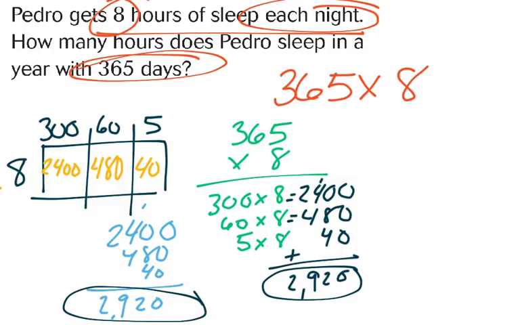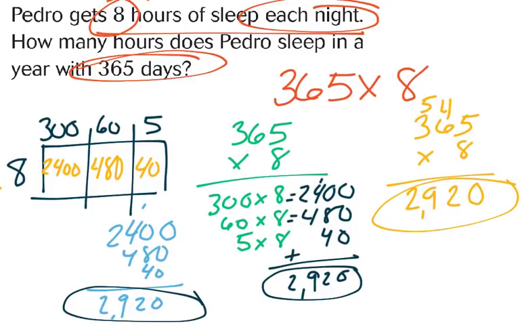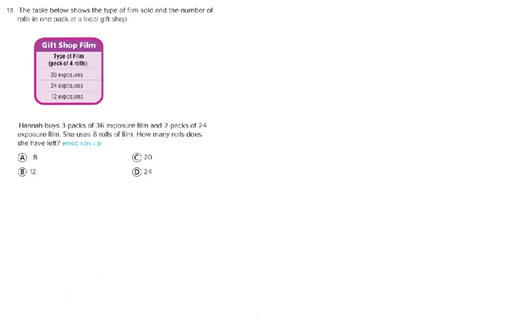How about this time we use regrouping strategy? So 365 times 8. 8 times 5 is 40. I put my 0, carry my 4. 8 times 6 is 48. Plus 4 more is 52. I put my 2, carry my 5. 8 times 3 is 24. Plus 5 more is 29. All right. If I get my same answer 3 times, I can be pretty confident that my answer is 2,920. Okay? Do it more than once. You won't regret it. All right, last problem.